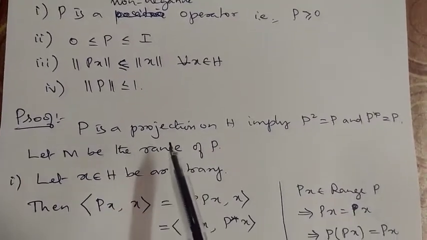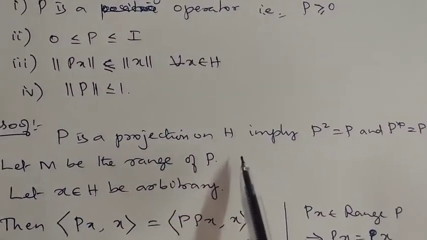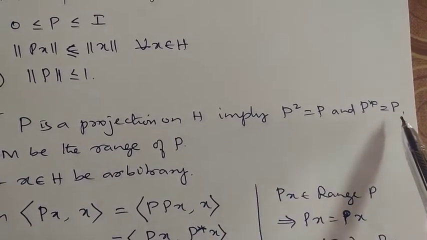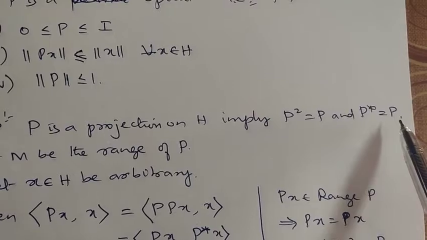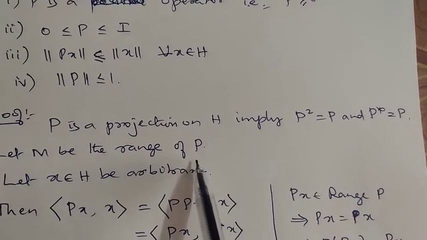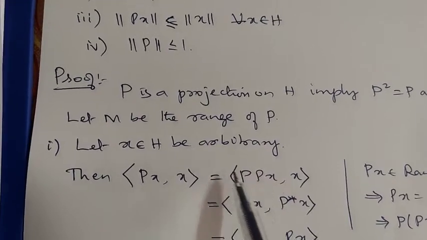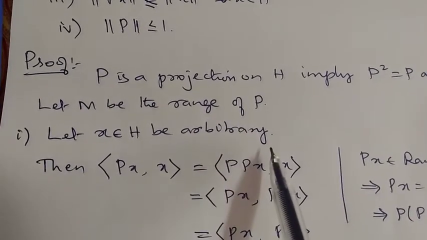So first one. Let P be a projection on H, which implies P is idempotent and it is self-adjoint, P star equal to P. Now let M be the range of P. First one, let us prove the first one. Say let X belonging to H be arbitrary.